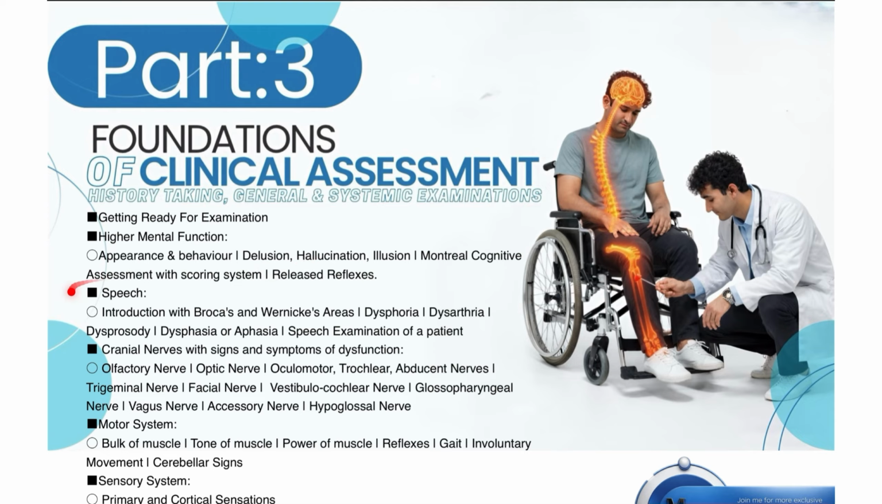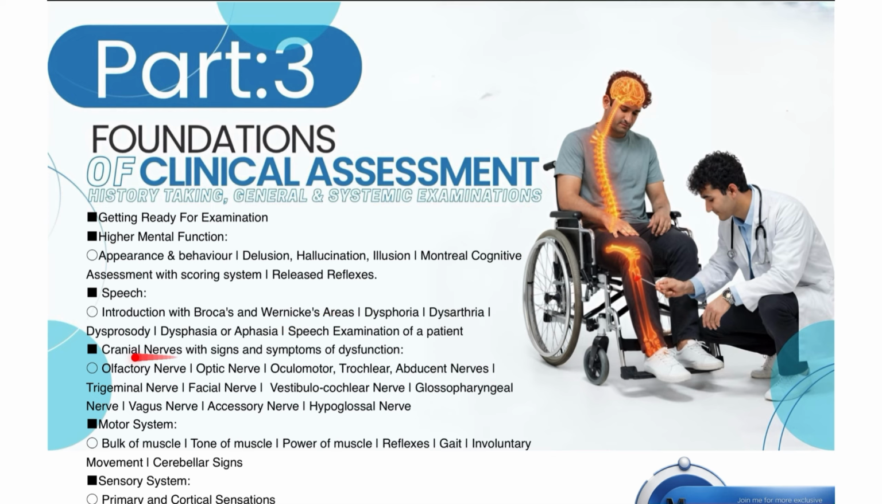Then we jump to speech examination. Underneath, we will learn about Broca's and Wernicke's area, their function, location, and then dysfunction. And then we will differentiate among dysphonia, dysarthria, dysprosody, dysphasia, or aphasia, and then performing speech examination on a patient.